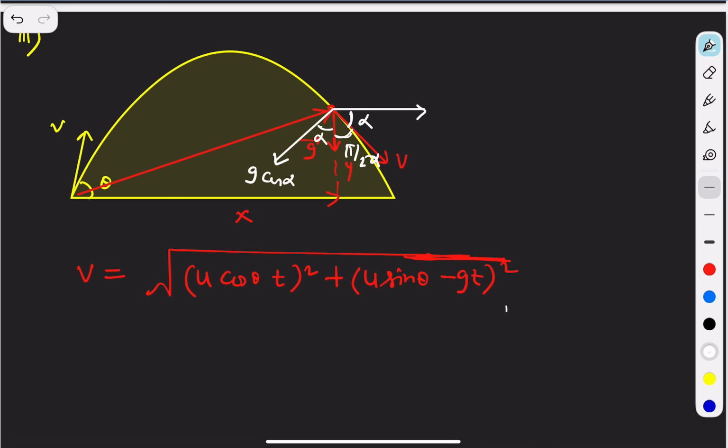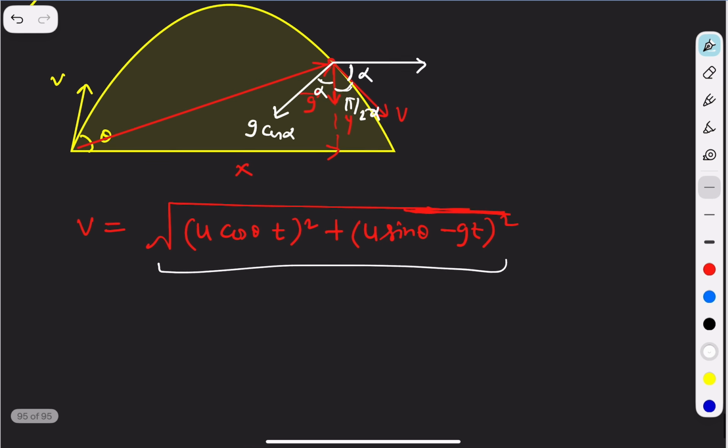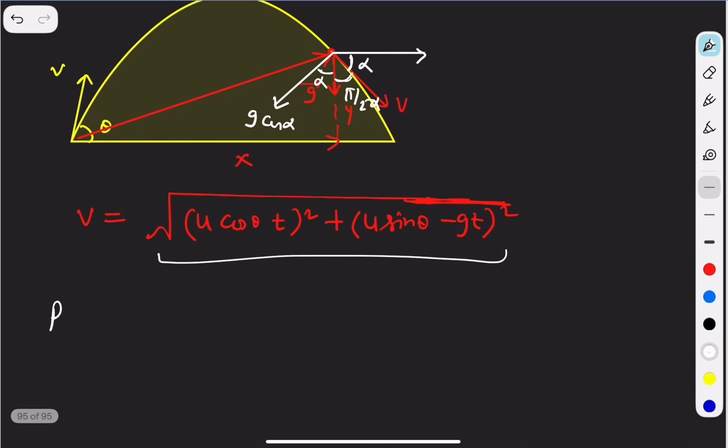If we get alpha at any time t, then we can do this problem. So the radius of curvature will be v square divided by g cos alpha. I hope this is settled. We just want to put in the alpha value. So how do we get the alpha?